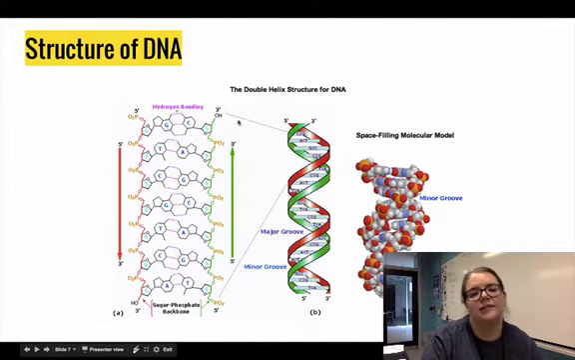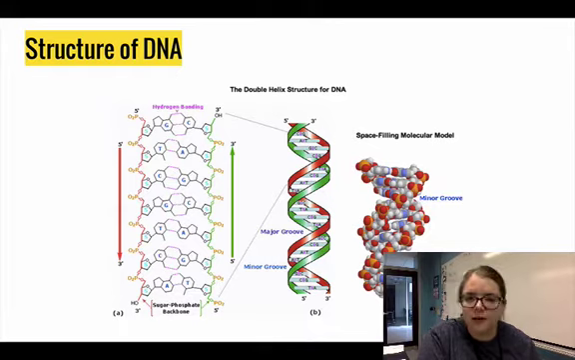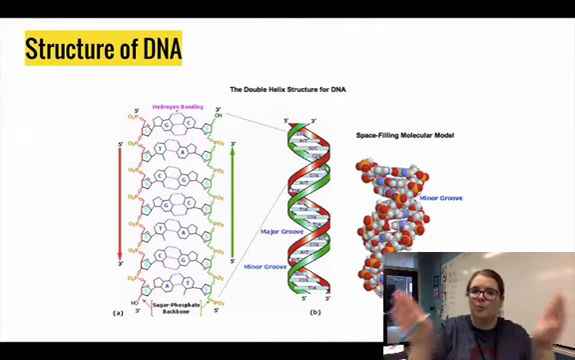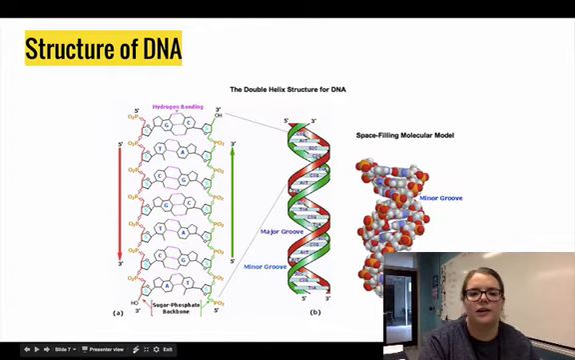And this is important because hydrogen bonds are pretty weak. And we need to be able to open DNA up, right? Think about replication. In order to copy DNA, you have to open it up. So those hydrogen bonds in the middle are important that they're weak, right? And here's what it looks like again, in sort of a space-filling molecule here. So again, you have a backbone of sugar and phosphates, and you have rungs of nitrogenous bases.